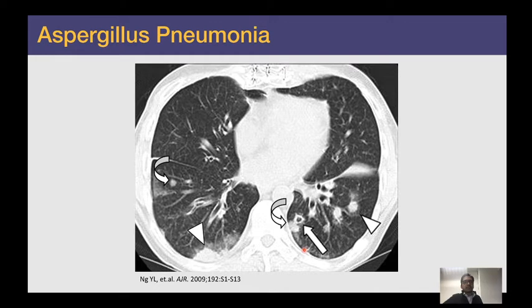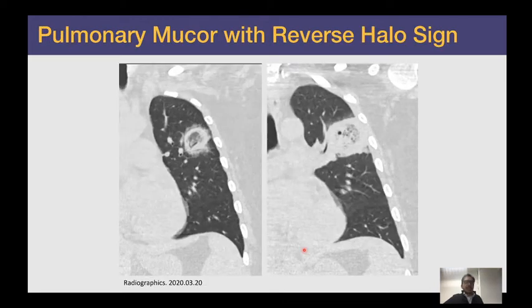Okay, if there is cavitation, I mentioned that, and I mentioned that it could represent fungal pneumonia, but I don't try to really go any farther than that, except if I see the reverse halo sign. And the reverse halo sign is more specific for pulmonary mucor than it is for aspergillus. And I say mucor specifically if there is a reverse halo sign because voriconazole and fluconazole don't work for mucor like they do for aspergillus pneumonia. Okay, so the reverse halo sign is more specific for mucor.